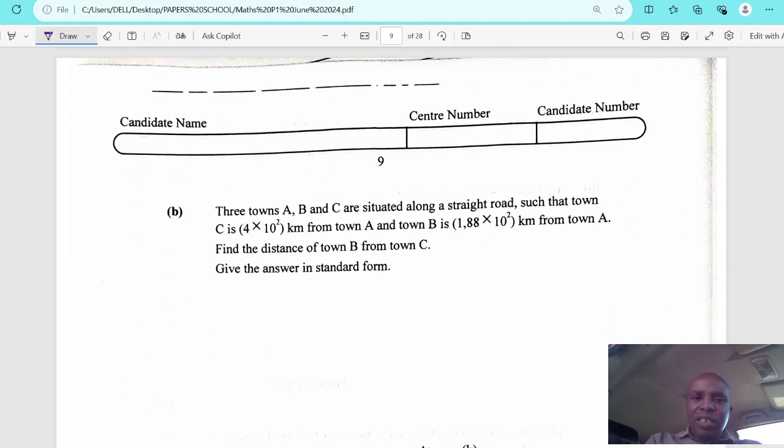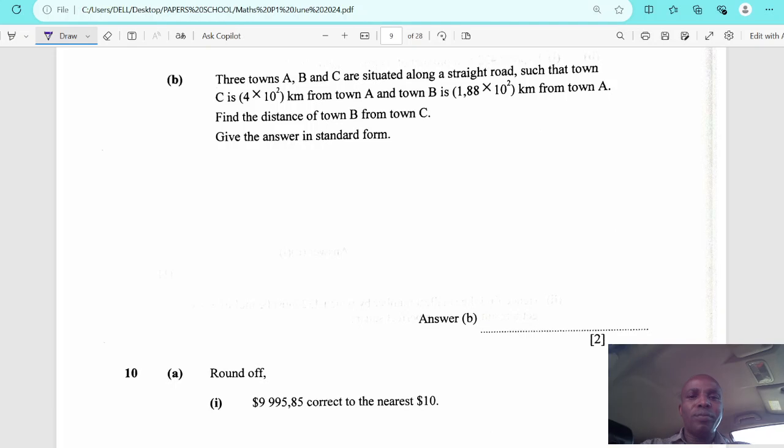Part B. 3 towns A, B, and C are situated along a straight road, such that town C is 4 times 10 to the power 2 kilometers from town A, and town B is 1.88 times 10 to the power 2 from town A. Find the distance of town B from town C. Give the answer in standard form.